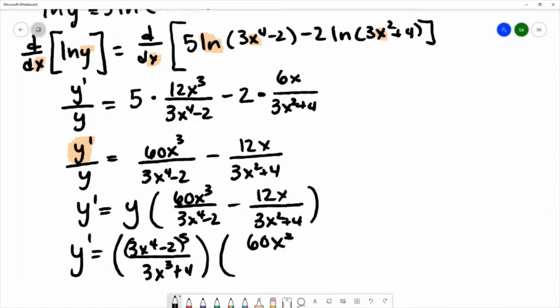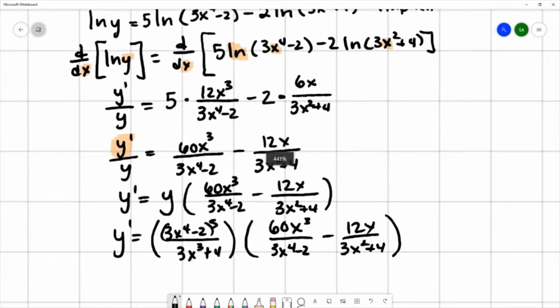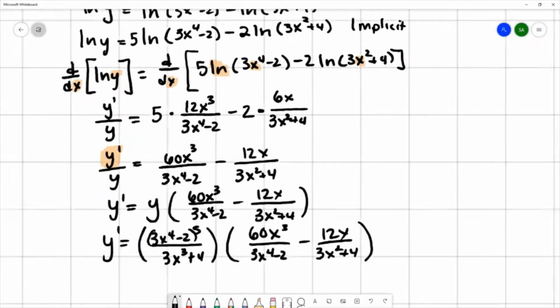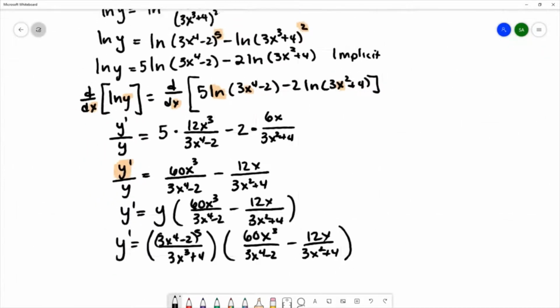60x cubed over 3x to the 4th minus 2 minus 12x over 3x squared plus 4. Okay, so I think I've made a mistake in changing my 2's to 3, so I'm going to zoom out a little bit, try to find my mistake, and see if I can correct it.